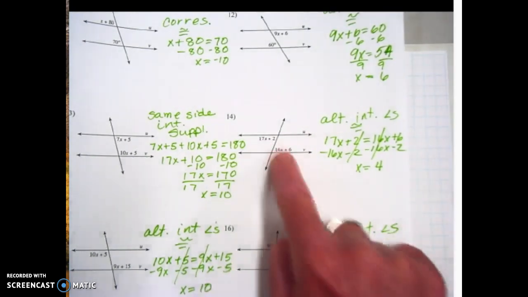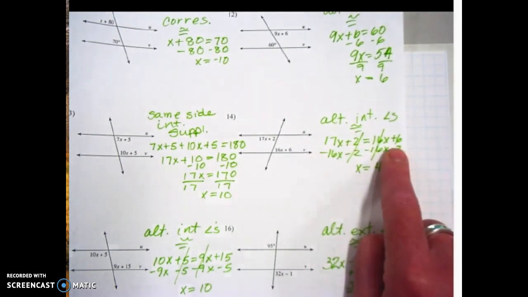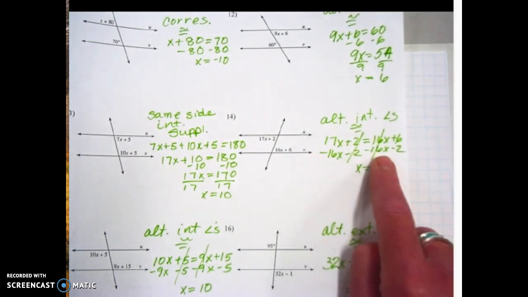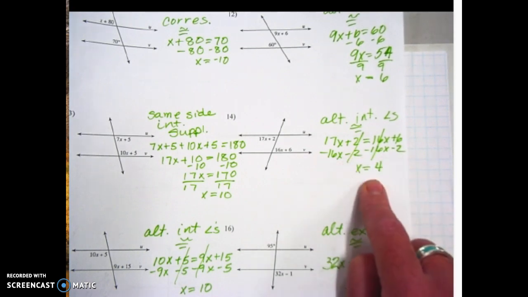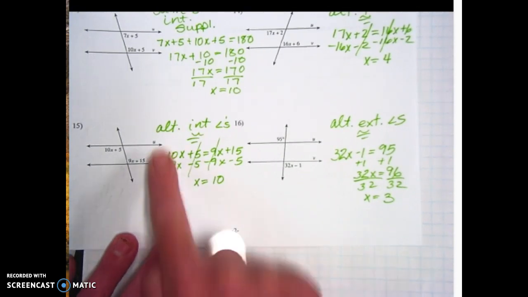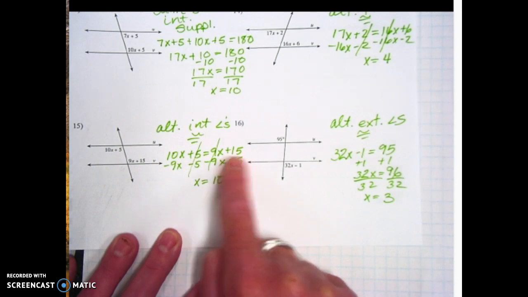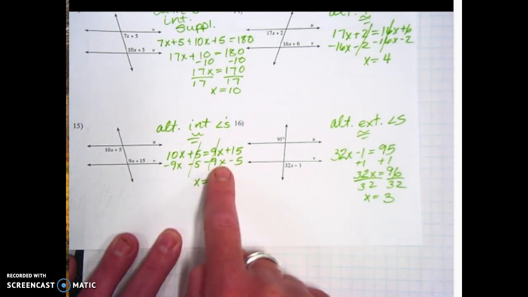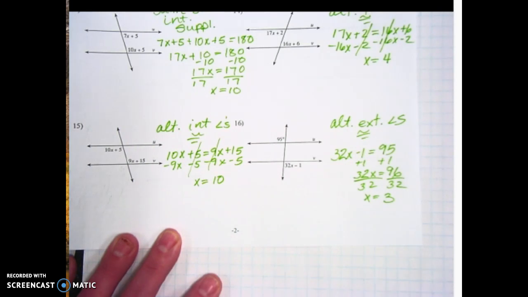Number 14, these two are alternate interior angles, so they should be congruent. Set the two expressions equal to each other. Subtract 16x from both sides. Subtract 2 from both sides, and you get x equals 4. Jumping down to number 15, these two are alternate interior angles, so they should be congruent. So put an equal sign between the two expressions. Subtract 9x from both sides. Subtract 5 from both sides, and you get x equals 10.